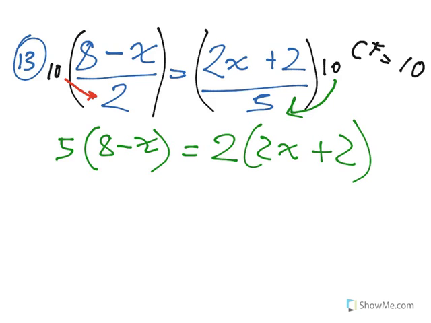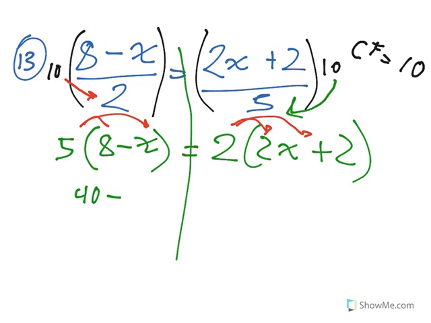Next step is to get rid of our parentheses. Okay? We do that by the distributive property, by multiplying the outside by the inside. I usually use the word marrying. 5 times 8 is 40. 5 times negative x is negative 5x. Which equals 4x plus 4.